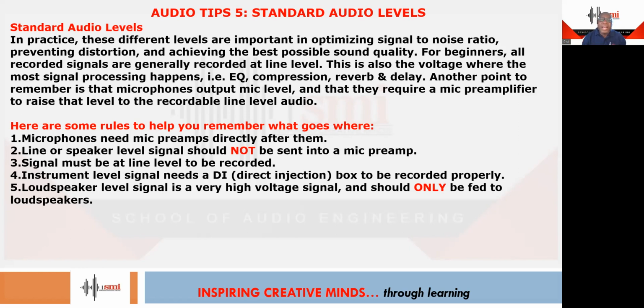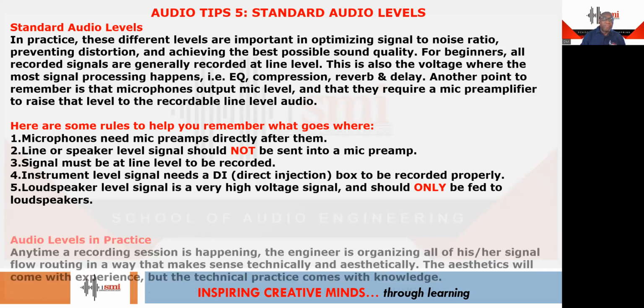That is the work of the DI box. Impedance matching, lowering the level of this instrument level down to mic level. So everything works at the same level. That is also in order to be recorded. So your signal to noise ratio will be the same, and your optimum signal level could be identified. Loudspeaker level signal is a very high voltage signal, you should know, and should only be fed to loudspeakers. Should only be fed to loudspeakers. It's very, very important, and you must know that.